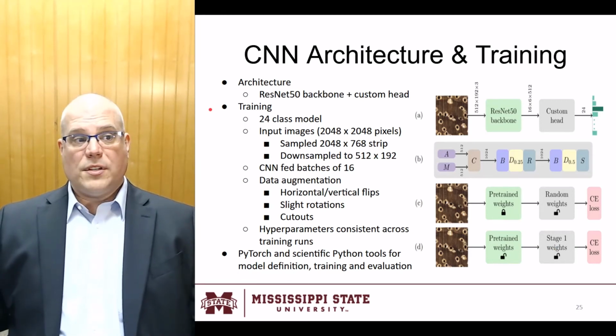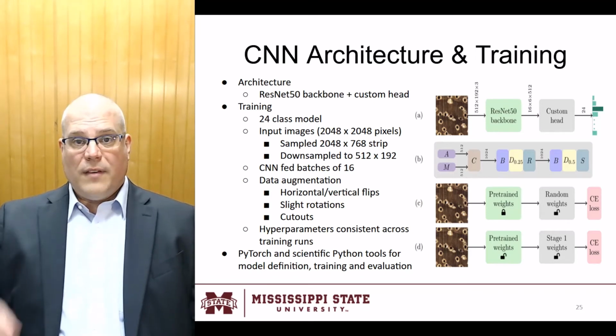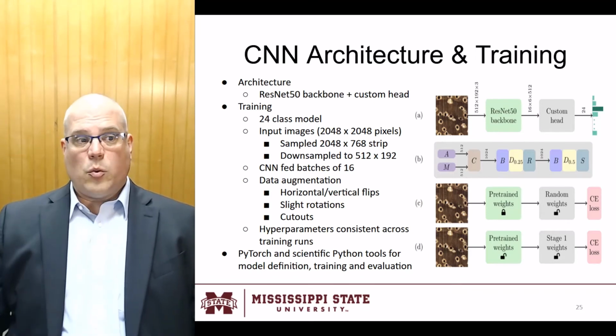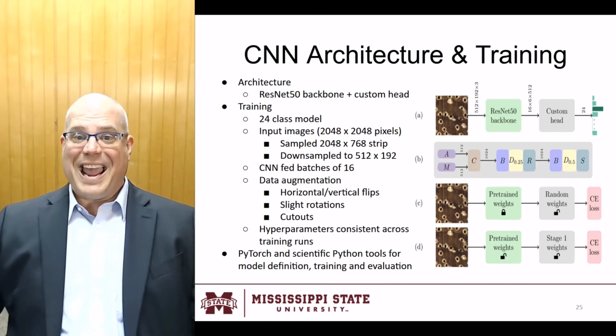The input images were 2048 pixels by 2048 pixels. Out of each image, we sampled a 2048 by 768 strip and then downsampled that to 512 by 192. We fed the CNN in batches of 16. For data augmentation, we used horizontal and vertical flips, slight rotations, and cutouts. The hyperparameters were consistent across training runs. PyTorch and Scientific Python tools we used for model definition, training, and evaluation.